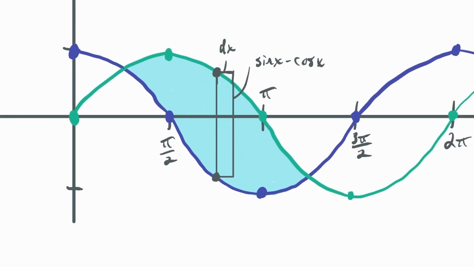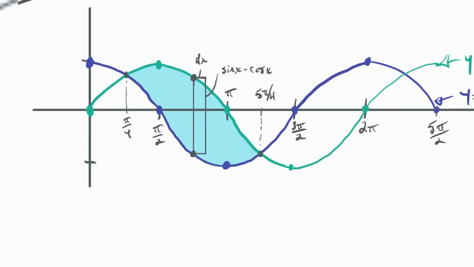I'm going to have the height times the width. I'm also going to need to know what these intersection points are, because I'm going to need to integrate from somewhere to somewhere. I need to know the interval I'm dealing with. And you might be able to tell just from the way I've drawn it that this point right here is pi over 4, and this point right here is 5 pi over 4. Yeah, I believe that's correct. If you have a really good diagram, you just look at it and maybe you could tell.